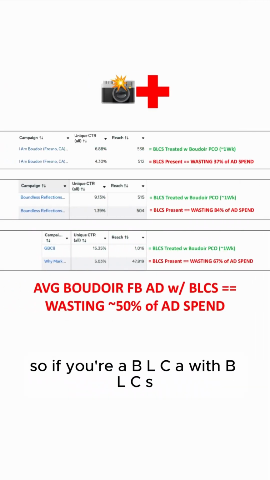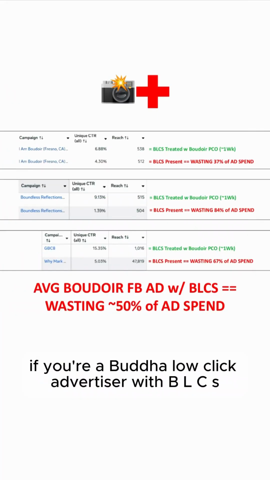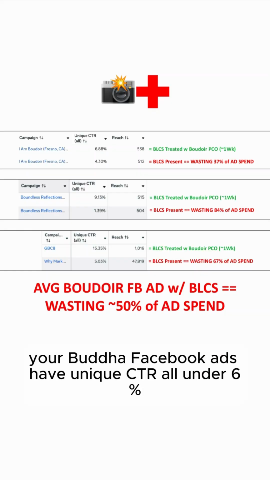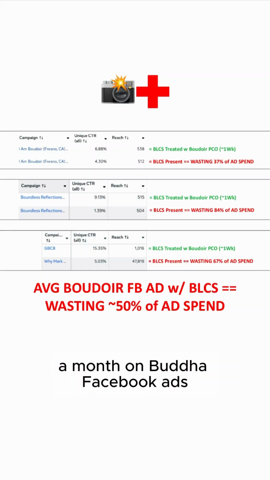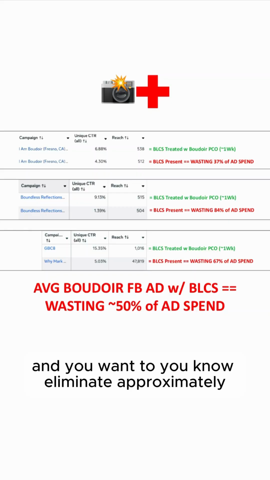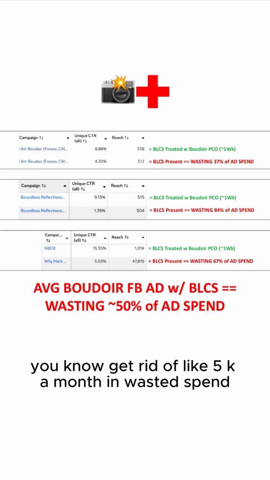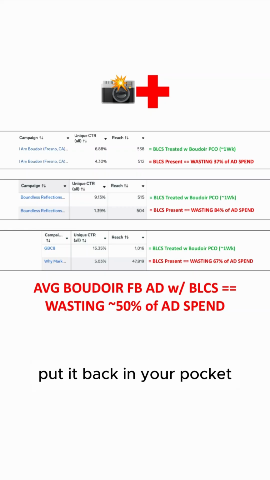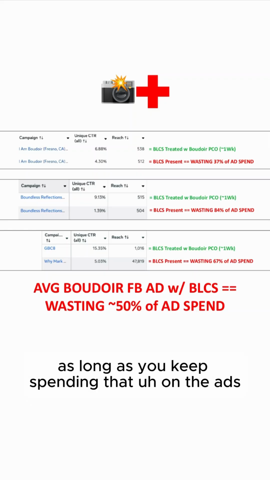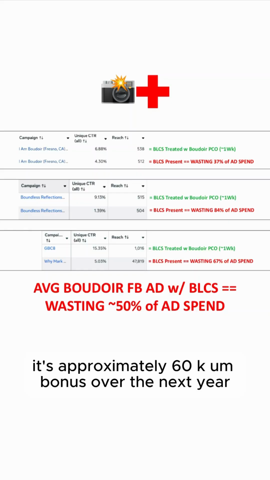All right, so if you're a BLCA with BLCS, if you're a Boudoir low click advertiser with BLCS, your Boudoir Facebook ads have a unique CTRL under 6%, and you're spending more than 10 grand a month on Boudoir Facebook ads, and you want to get rid of approximately 5K a month in wasted spend, put it back in your pocket. So it'd be an approximate 5K bonus per month, as long as you keep spending that on the ads. So approximately 60K bonus over the next year.